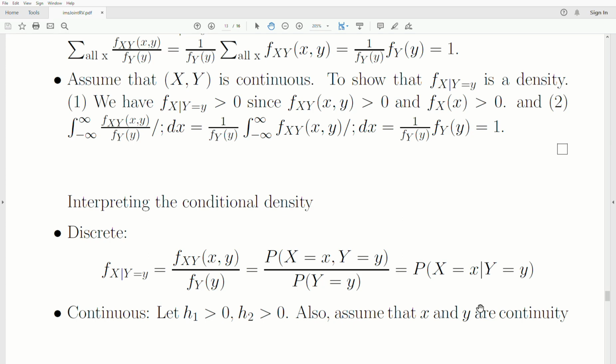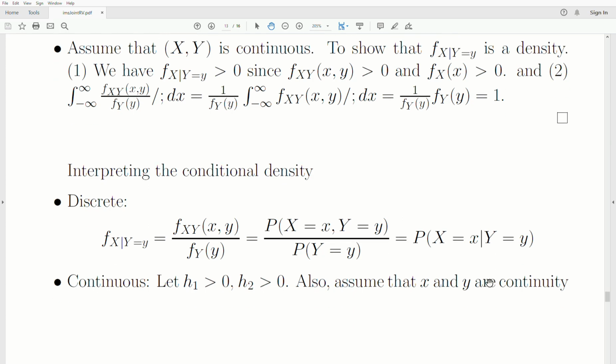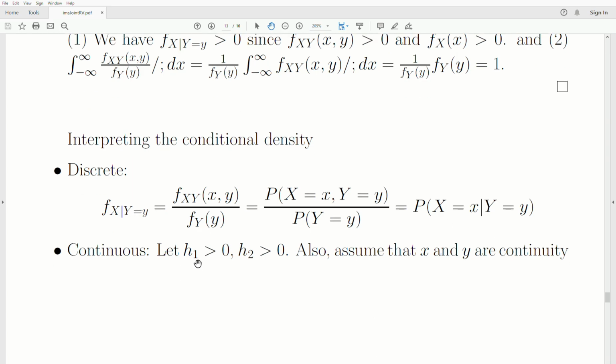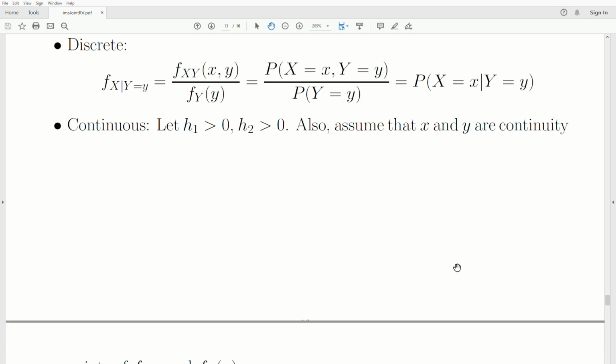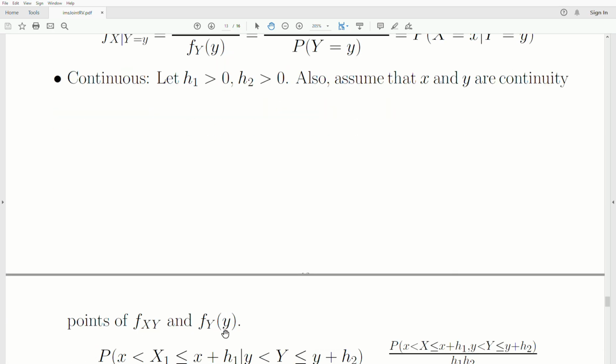Now in the continuous case, it's a little bit different because you can't talk about the probability of a point, because that's always 0 in the continuous case. So we have to talk about neighborhoods or intervals. Neighborhood is a math term that means a really small interval about a point. So in the continuous case, let's let x1 and x2 be positive scalars. And let's also assume that x and y are continuity points of the joint density and the marginal density.